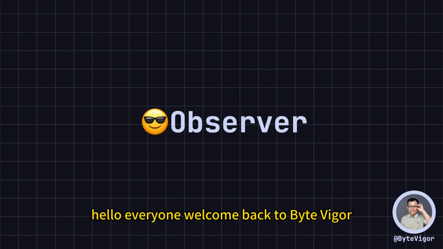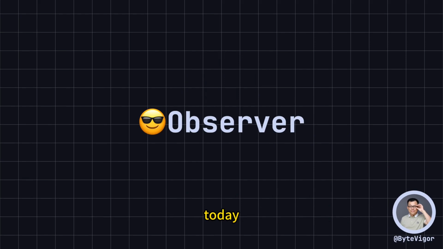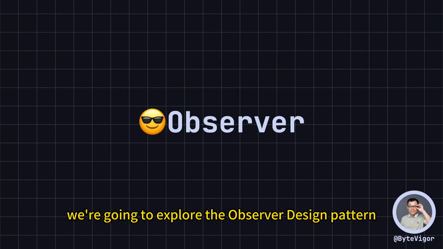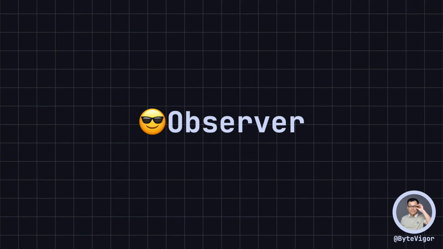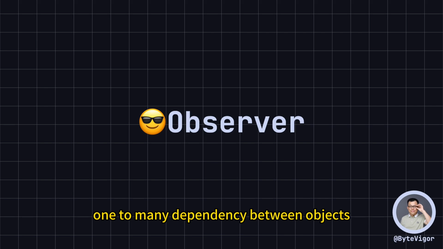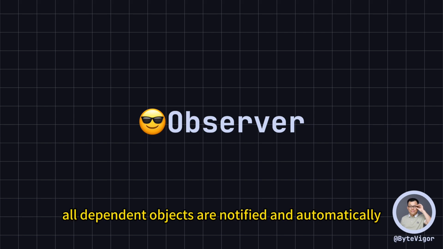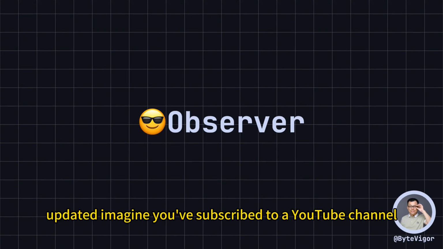Hello everyone, welcome back to ByteVigor. Today we're going to explore the Observer Design Pattern, a widely used behavioral design pattern in software development. This pattern is used to define a one-to-many dependency between objects, so that when one object's state changes, all dependent objects are notified and automatically updated.